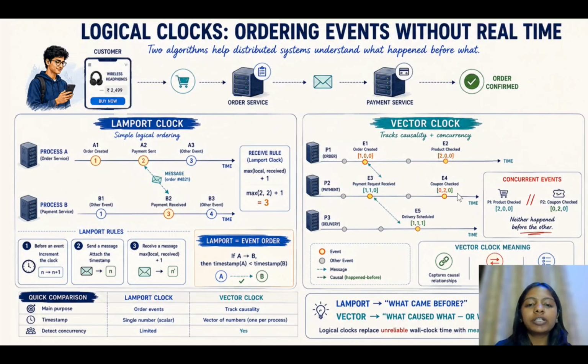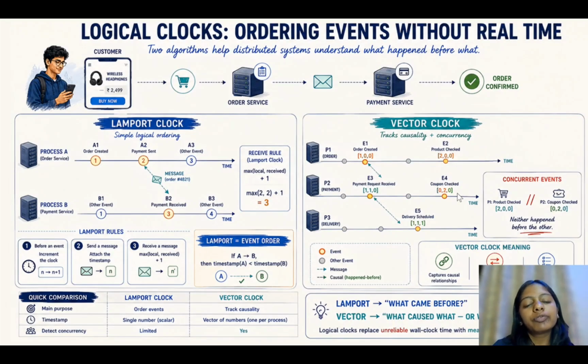Now let's move to the second major part of the topic, that is logical clocks. In a distributed system, different computers do not necessarily have perfectly synchronized clocks. So instead of depending only on physical time, we can assign logical timestamps to events. There are two important approaches shown in this slide. First is Lamport clock and second one is vector clock.